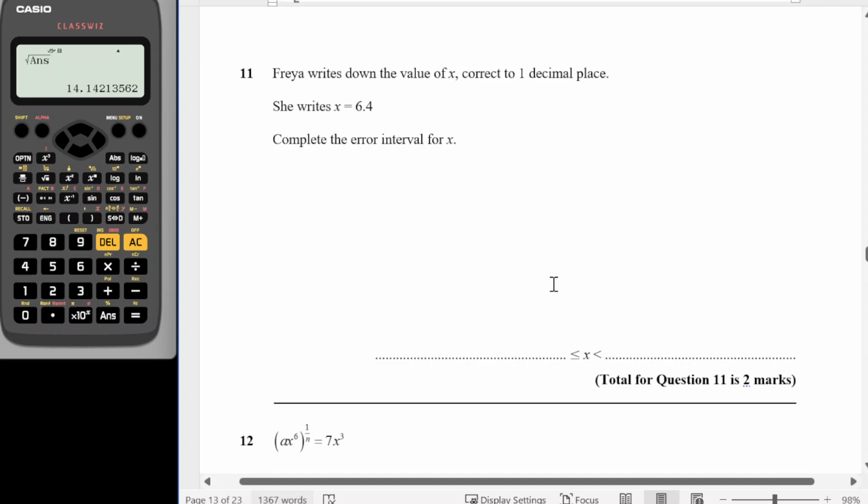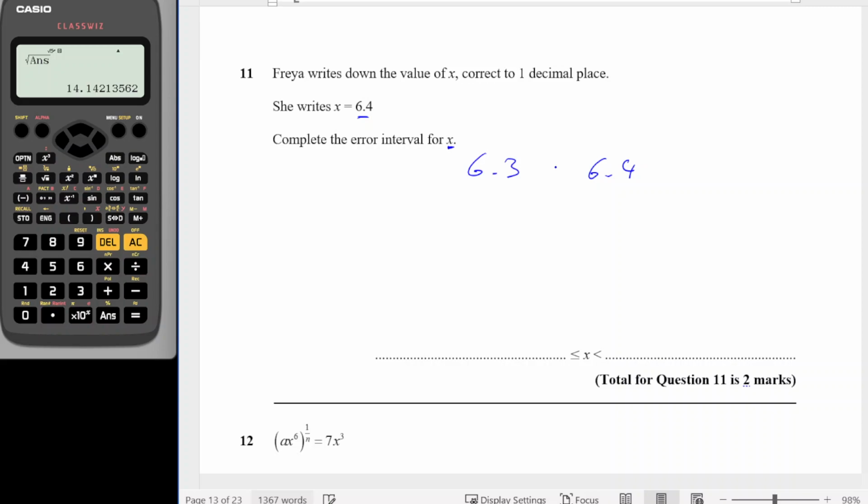Okay, Freya writes down the value of x correct to 1 decimal place. She writes 6.4, complete the error interval for x. So it's been written to 1 decimal place as 6.4. So it's been rounded to 6.4 as opposed to 6.3 or 6.5. So the smallest number that would be rounded to 6.4 as opposed to 6.3 would be 6.35.